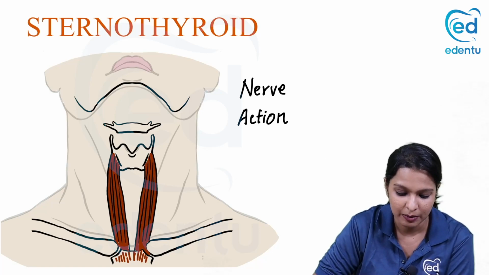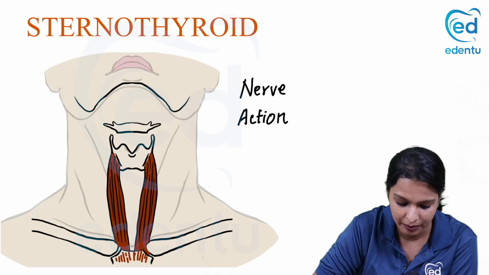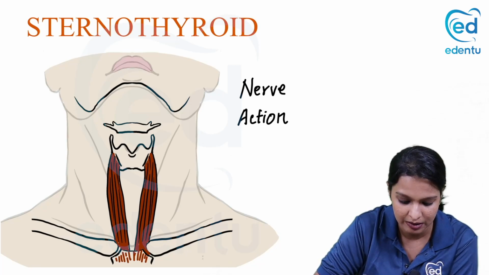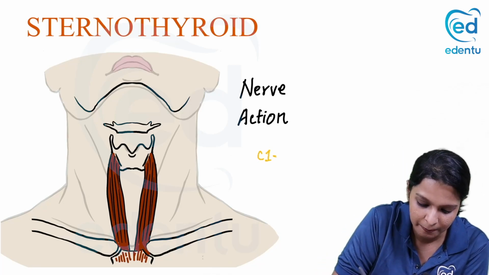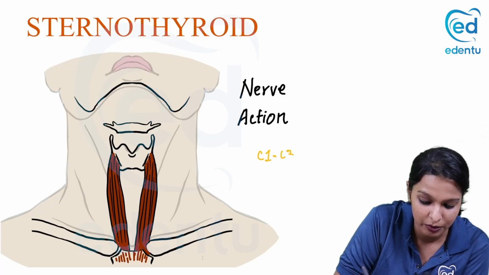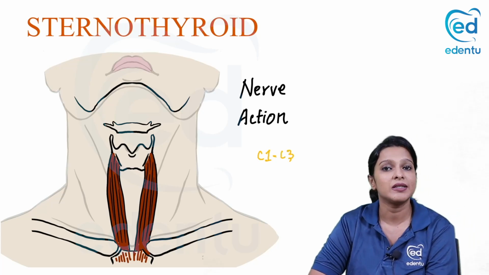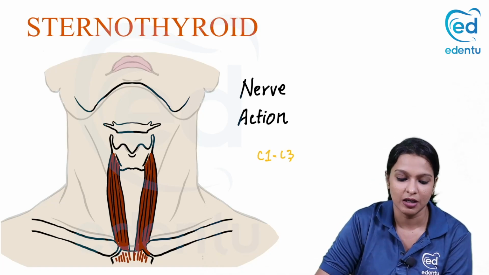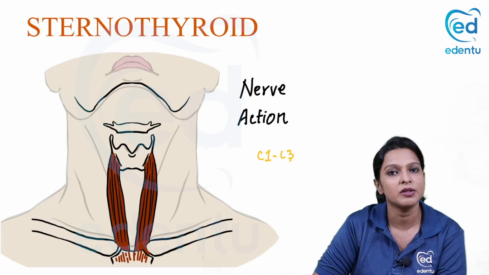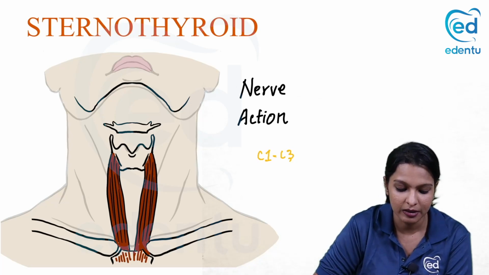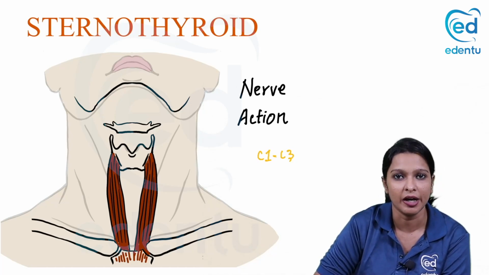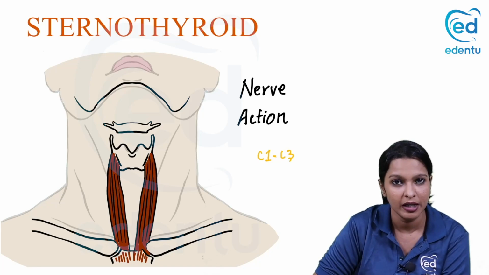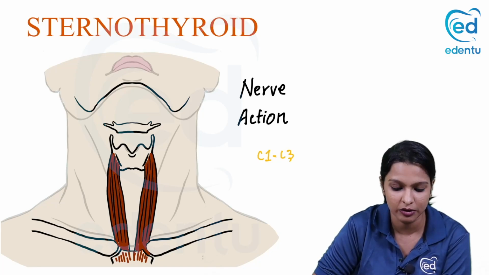What is its nerve supply and action? Nerve supply is from ansa cervicalis, corresponding to C1 to C3. We'll see what ansa cervicalis is towards the end of this topic. So this is the sternothyroid. So what all muscles did we see? The first muscle connected the thyroid cartilage and hyoid bone, which is thyrohyoid. The second muscle is called sternothyroid.